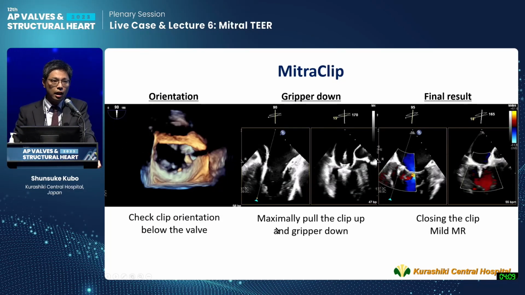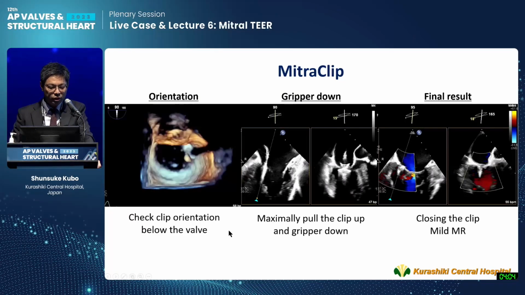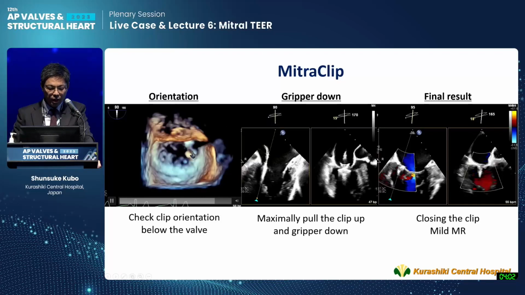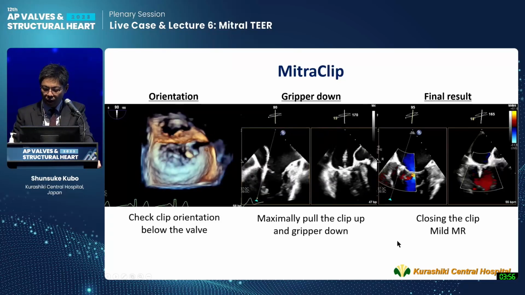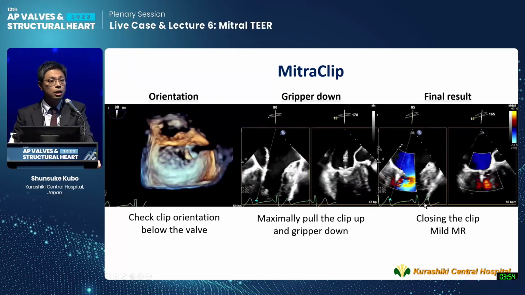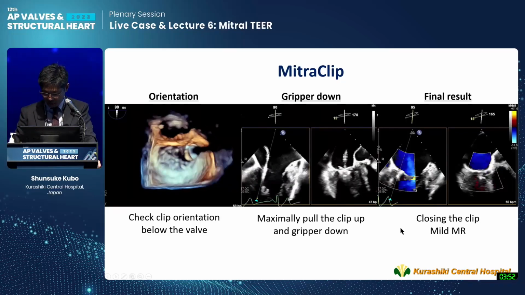Actually, after that, the procedure is very simple. So we open the clip and check the orientation below the valve, and maximally pulling up the clip and grip it down. After closing the clip, the MR almost gone.